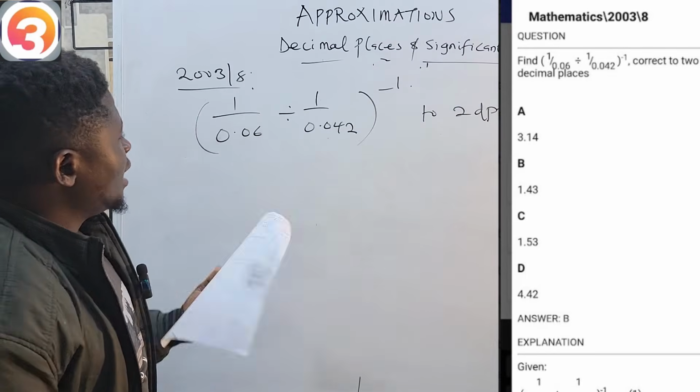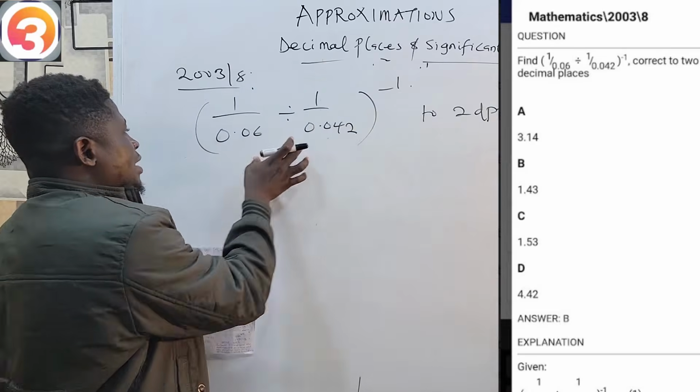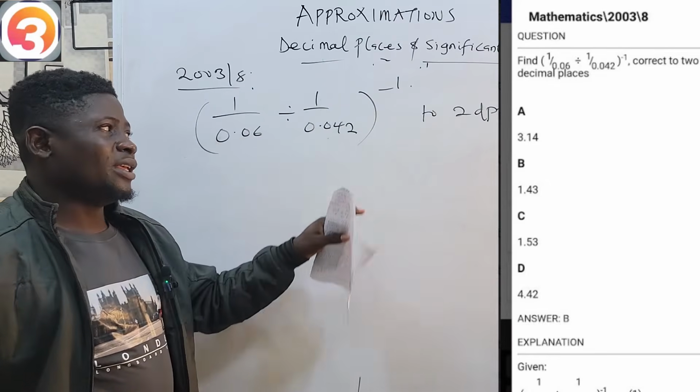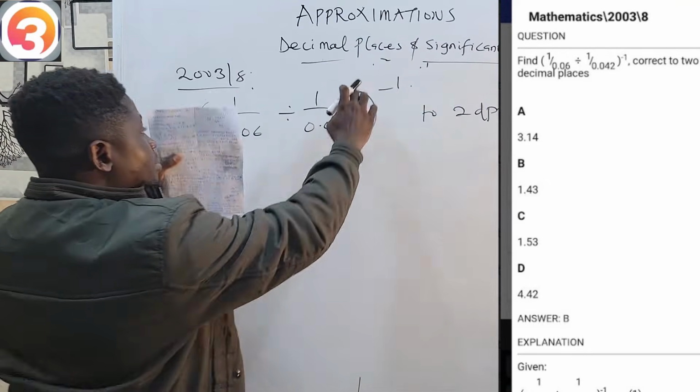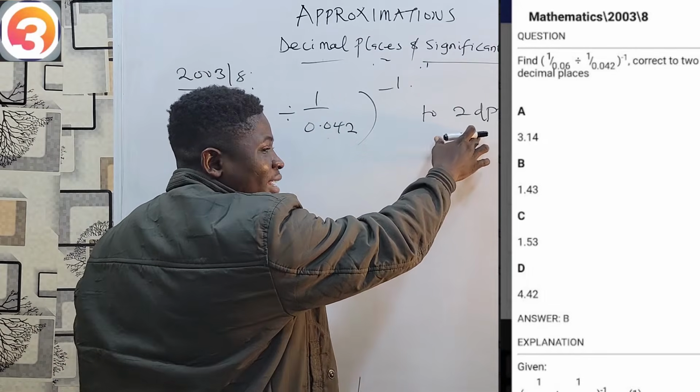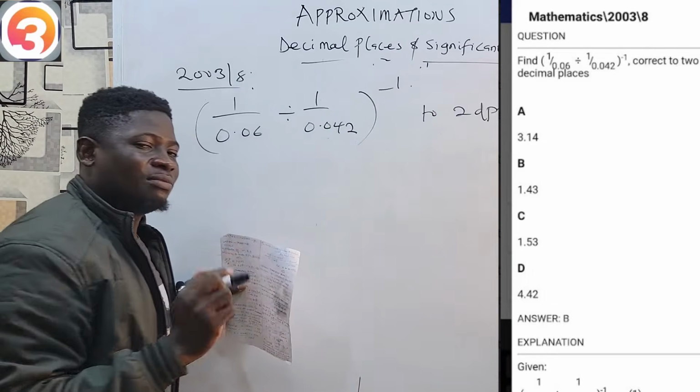Now, what do we do here? This is inverse. That means whatever we get from this bracket, we invert it. That will be our solution to this. And then we can find that result and approximate it to 2 decimal places.